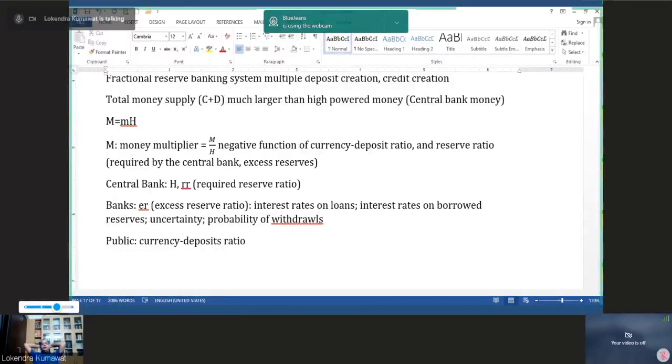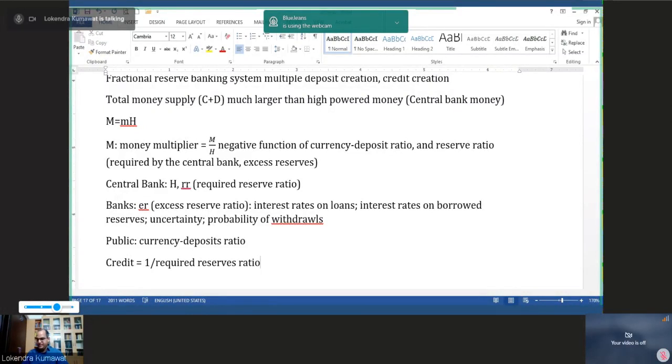If we can assume that people do not keep any cash with themselves, in that case it can be shown that total credit is equal to 1, assuming no excess reserve, divided by the required reserve ratio. We have seen that larger is the required reserve ratio, smaller is the extent of credit created. It can be shown that if there is no cash being kept by people, credit is equal to 1 by required reserve ratio.